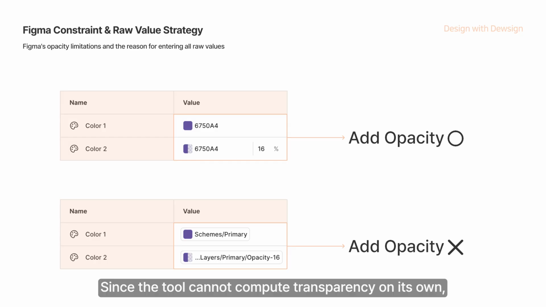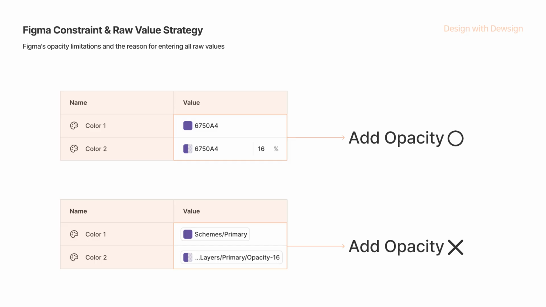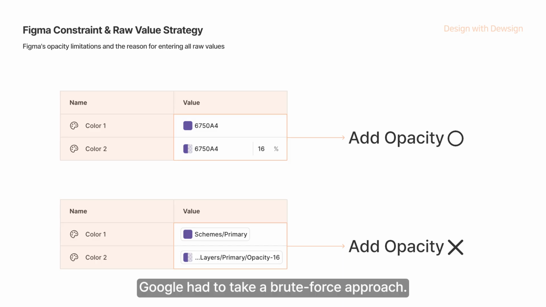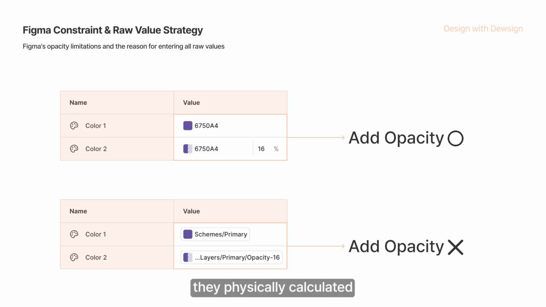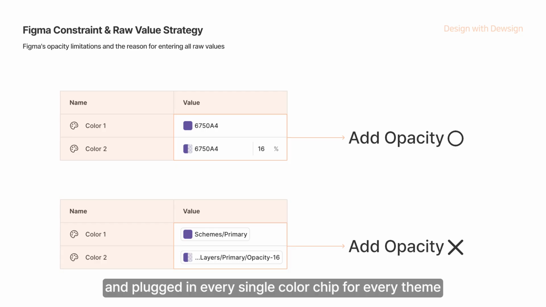Since the tool cannot compute transparency on its own, Google had to take a brute force approach. To implement the semi-transparent effects of the state layers, the very core of their design system, they physically calculated and plugged in every single color chip for every theme and opacity level, one by one, as raw values.